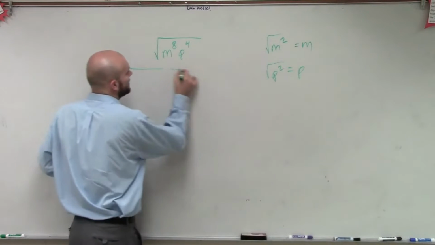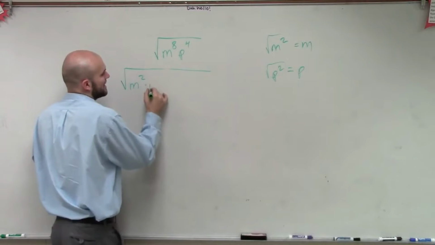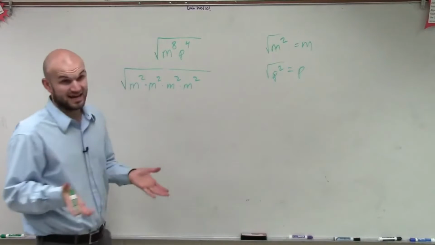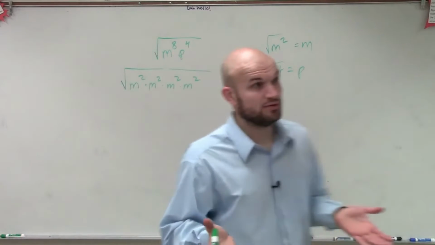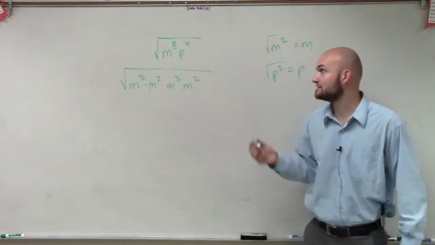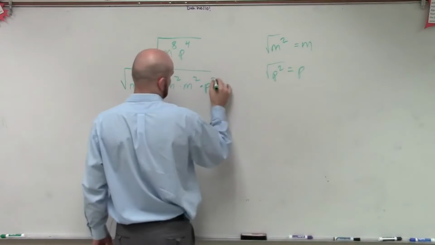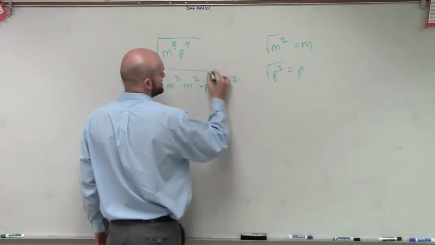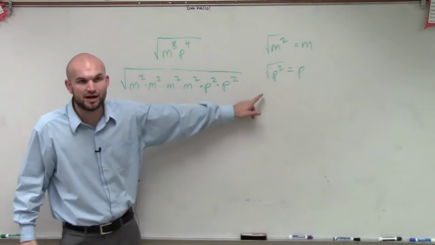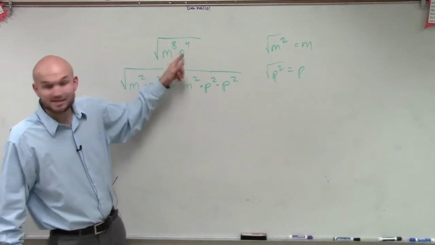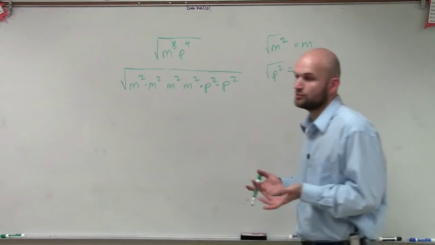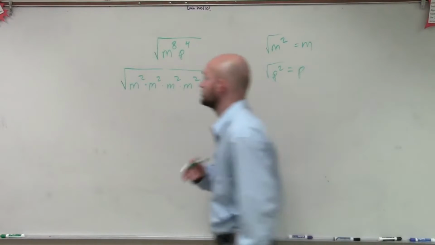So therefore, I can rewrite this as m squared times m squared times m squared times m squared. Yes? Because remember when you multiply variables with exponents, you add the exponents. So 2, 4, 6, 8. Then times p squared times p squared. So now I can take the square root of all of these terms, correct? And this is the exact same thing as that. Do you have to do that in the second step? Well, yeah, there's other ways you can do it. But let me show you a different one in a second.